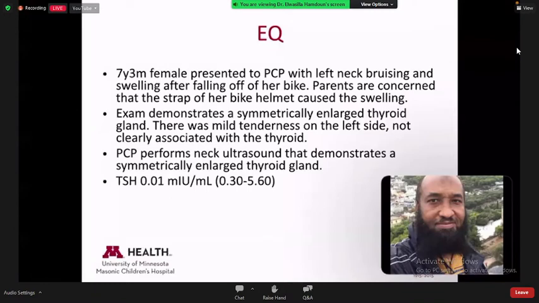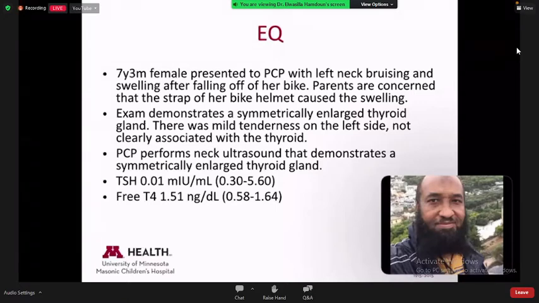So when you have a TSH of 0.01, that's a suppressed TSH because the lower end of normal is 0.3. So clearly there is something going on here, not right. So the free T4 is 1.5, normal, but you can say upper end of normal.